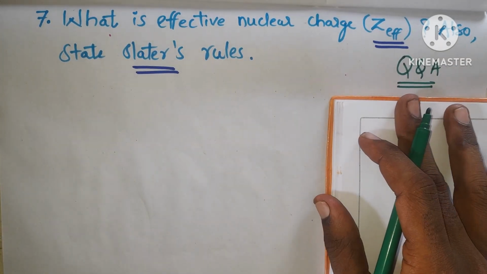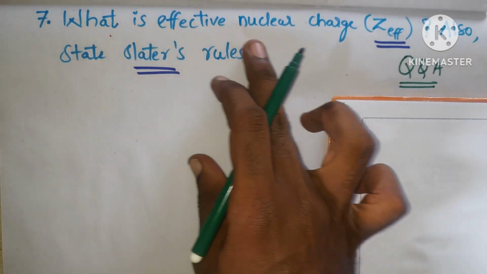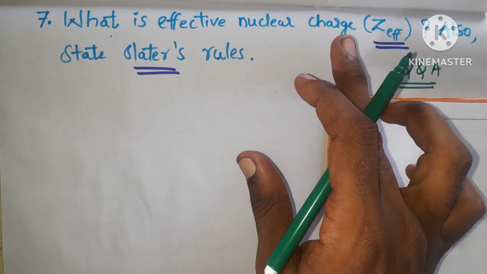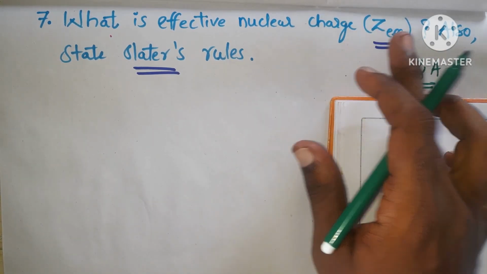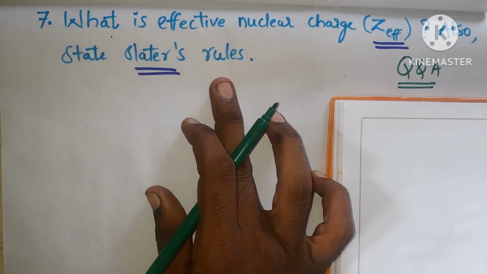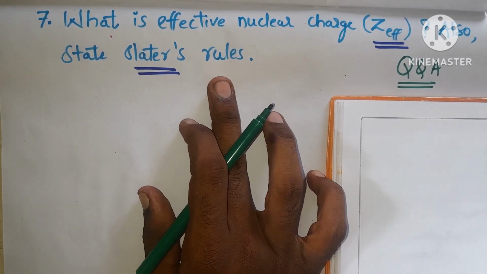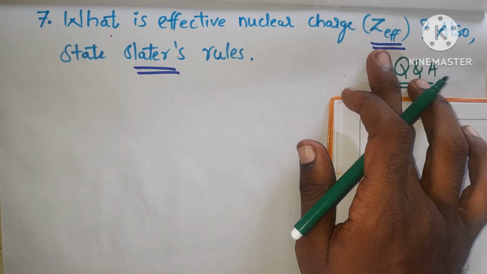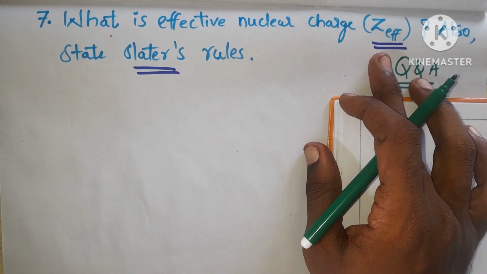This will be the continued session for question and answer discussions for the inorganic portion, where the given question is: what is effective nuclear charge, that is Z effective. We should be stating the definition for Z effective, and also state Slater's rules. Here Slater's rule means it is a quantitative approach for defining how much is the net nuclear charge. So we will be proceeding here.